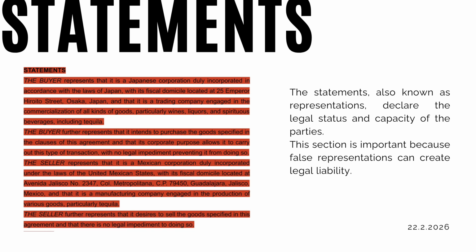Next, we have the statements, also known as representations. These declare the legal status and capacity of the parties. In this agreement, the buyer declares it is legally incorporated under Japanese law. The seller declares it is incorporated under Mexican law, and both confirm that there is no legal impediment preventing them from entering the contract. This section is important because false representations can create legal liability between both parties.